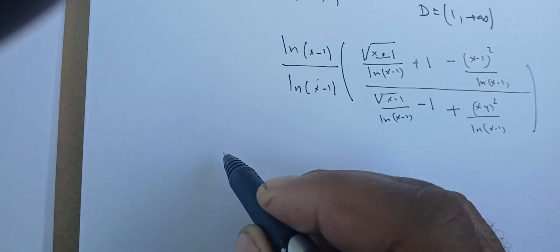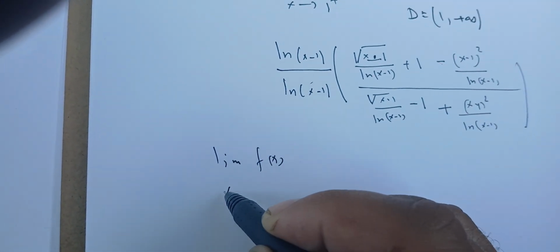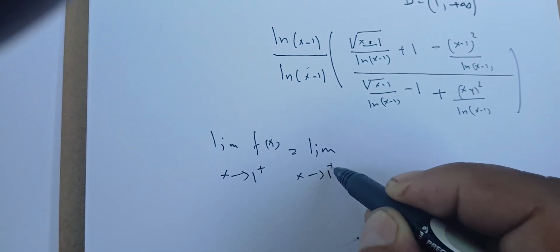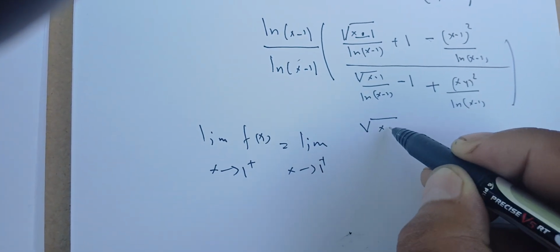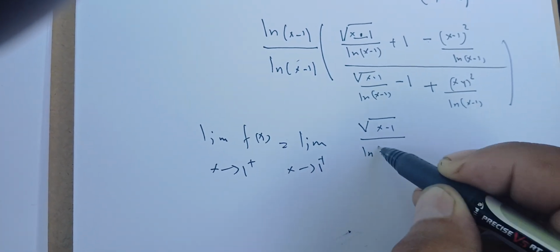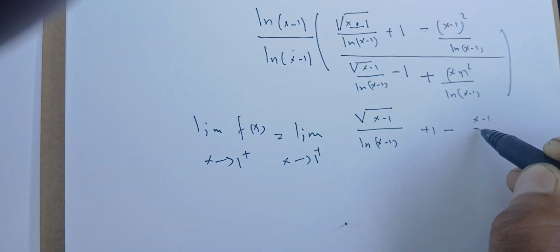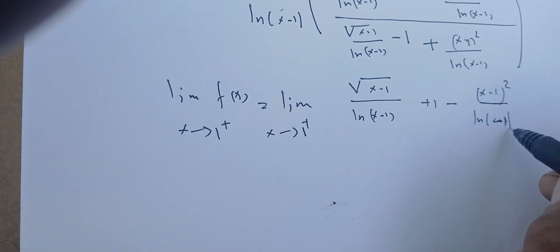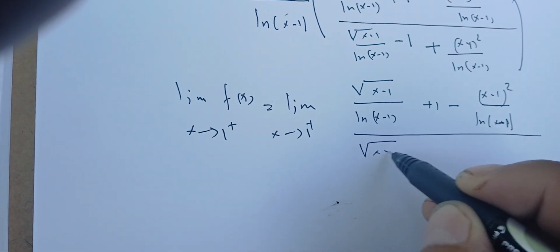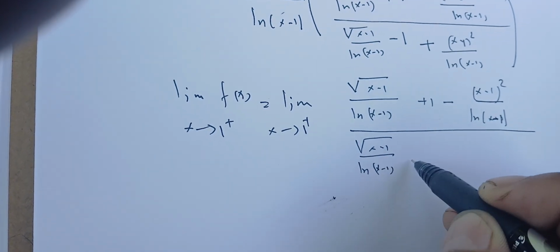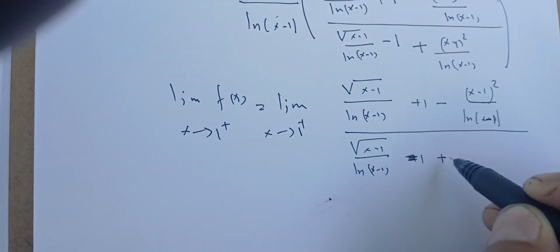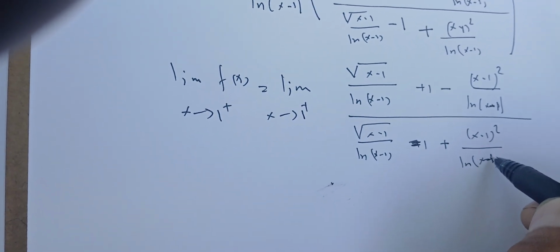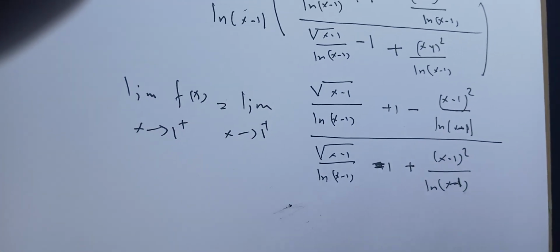So now the limit becomes this form. The limit as x goes to 1 from the right of the square root of x minus 1 over the natural log of x minus 1, plus 1 minus x minus 1 squared over the natural log of x minus 1, over the square root of x minus 1 over the natural log of x minus 1, minus 1 plus x minus 1 squared over the natural log of x minus 1. Okay, now we do the evaluation.